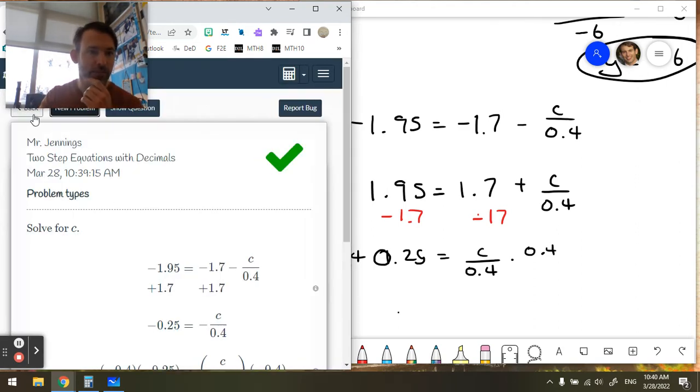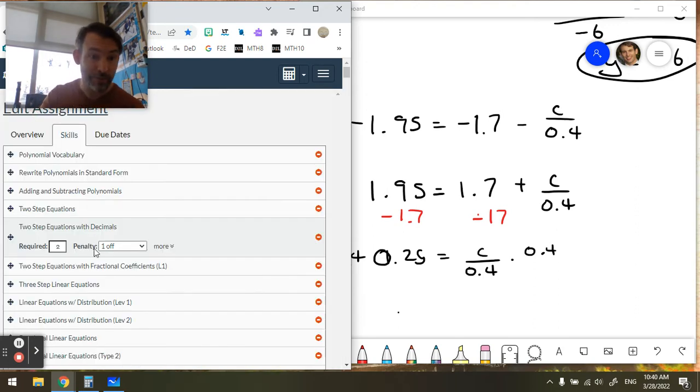Hey, so that's how you do these. It's the same as the other ones. You've got decimals in them. So you probably need a calculator, more likely than not.